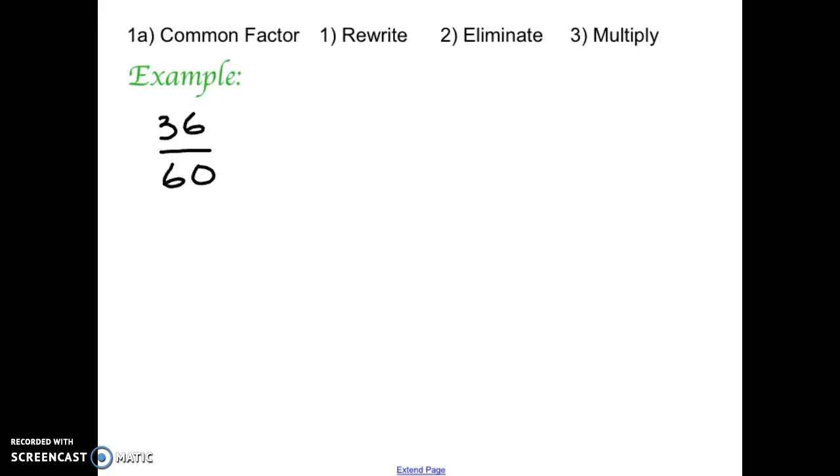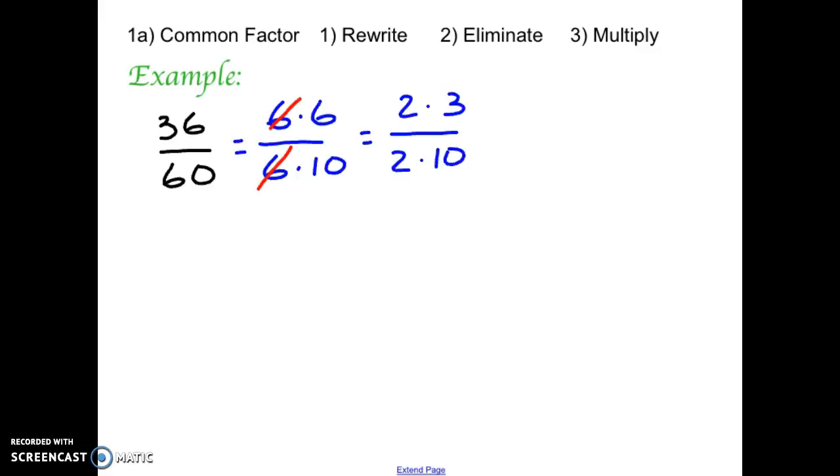Let's try another example. Here we have 36 and 60. We might catch that both of them are divisible by 6, 36 being 6 times 6, 60 being 6 times 10. That lets us eliminate the 6's right off the bat. So if we break down the remaining 6, we get 2 times 3. If we break down the 10, we get 2 times 5. Gotta be careful, you don't go too fast. We can eliminate the 2's, and that leaves us with 3/5.